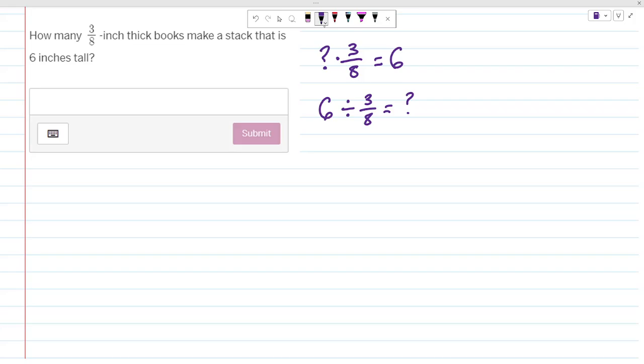So let's actually solve this one with the tape diagram. On your tape diagram, set up 6 wholes. So there's my first one, second one, third, fourth, fifth, sixth. And you want to give yourself plenty of room, because what we're going to do is break each one into eighths.